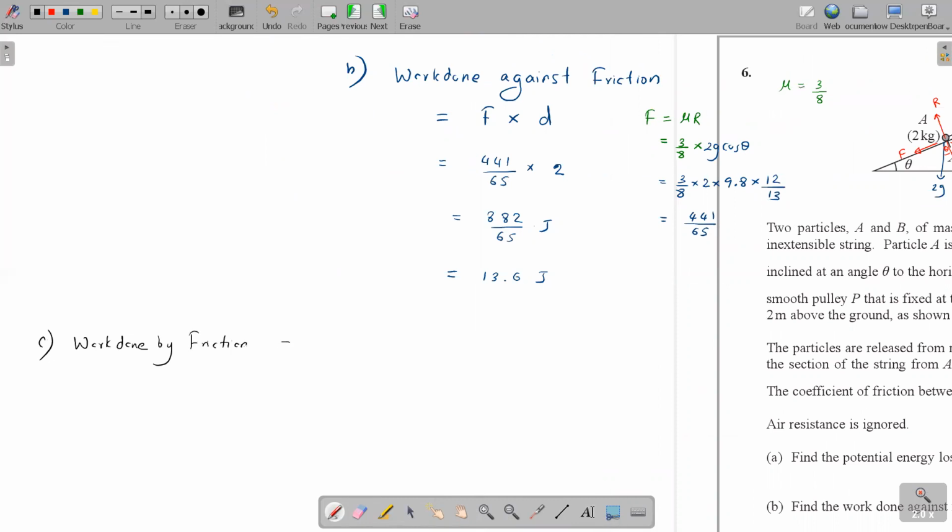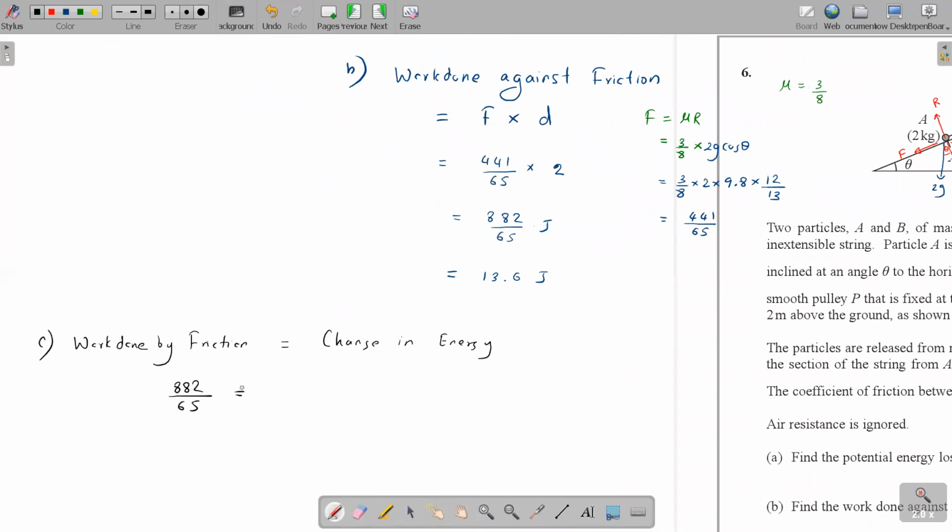Work done by friction equals change in energy. Now stay with me, because I know this is something that is really hard for many children to understand. Work done by friction we have found. Work done against friction is 882 over 65. So pay attention to this.